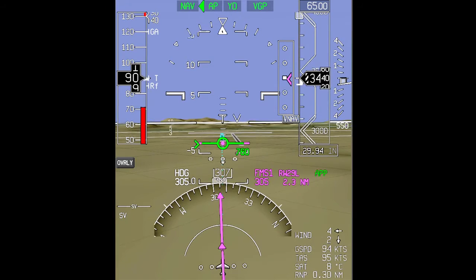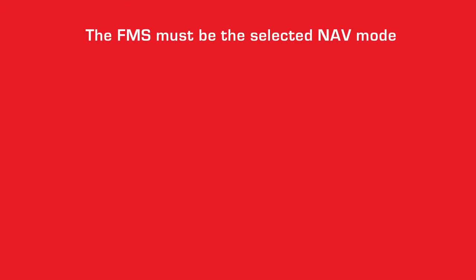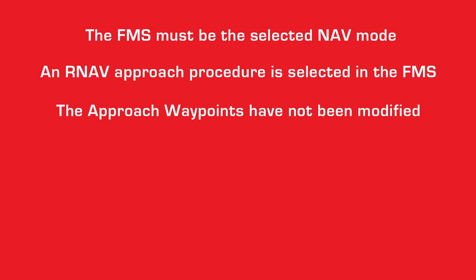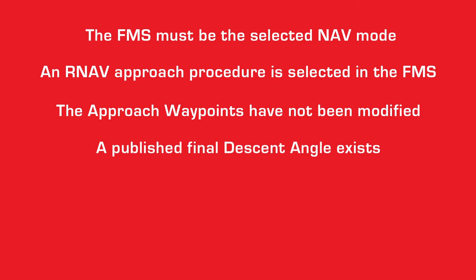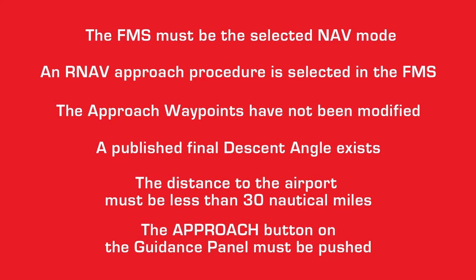In order to arm the VGP mode, the following criteria must be met. The FMS must be the selected nav mode. An RNAV approach procedure is selected in the FMS. The approach waypoints or altitudes have not been modified. A published final descent angle exists for the selected approach. The distance to the airport must be less than 30 nautical miles, and the approach button on the guidance panel must be pushed.